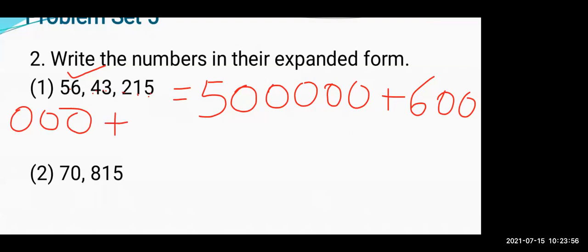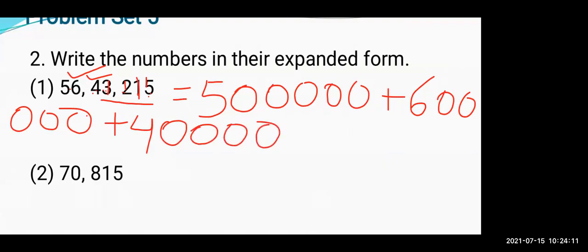Then plus sign. Then afterward we have to write down 4. Now after 4, how many zeros do we have to put? 4 numbers are there, so we have to put 4 zeros. That means 4 is in the place of 10,000. So what will we write? We will write 40,000. Now next, same plus sign after 4.